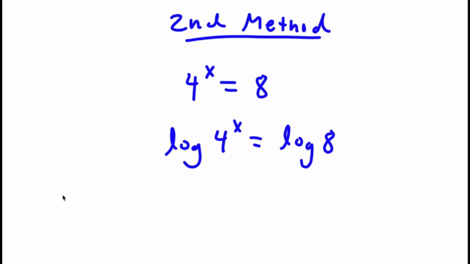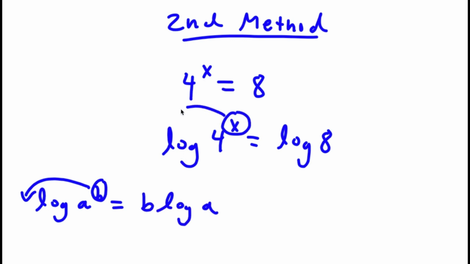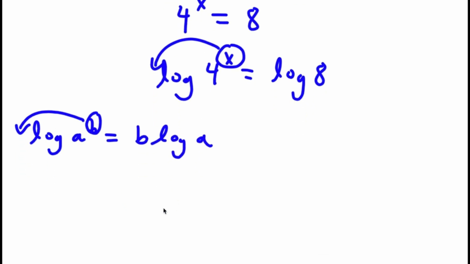Now, if I have something in the form log a to the power of b, I can actually move this exponent b to the front. So this is going to equal b times log a. So in this case, for log 4 to the power of x, I can move x to the front. So that's going to equal x times log 4, which is equal to log 8.